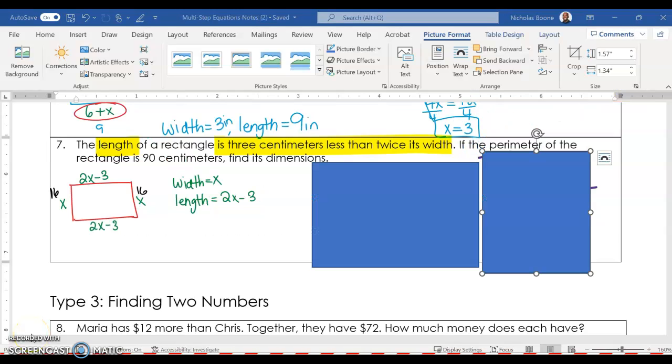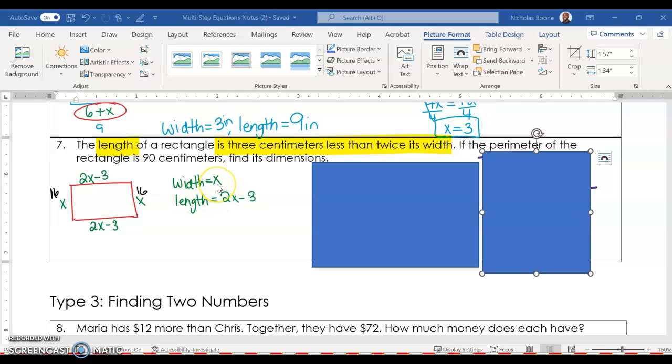All right, so for number 7, it says the length of a rectangle is 3 centimeters less than twice its width. If the perimeter of the rectangle is 90 centimeters, find its dimensions. So notice here in red, I've drawn a rectangle, and then they told us that the length is twice its width, and then it also says 3 centimeters less in the beginning. Remember, less than is a turnaround phrase, so we're going to subtract, but it also means to turn around the order of the problem. And so that is how I came up with 2x minus 3 for our length.